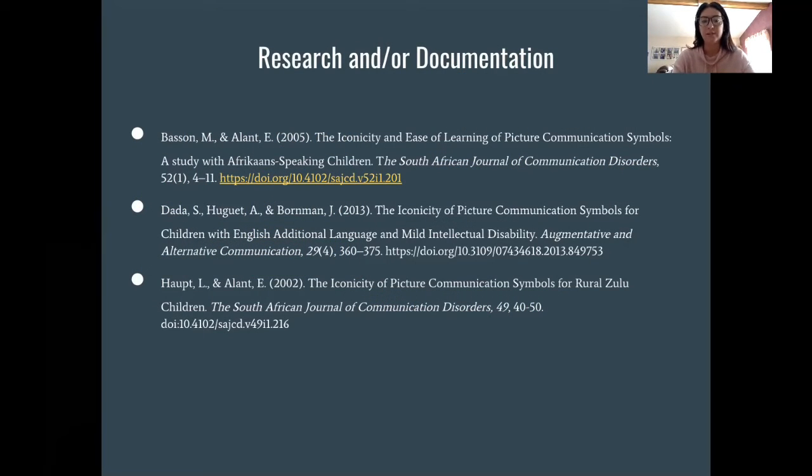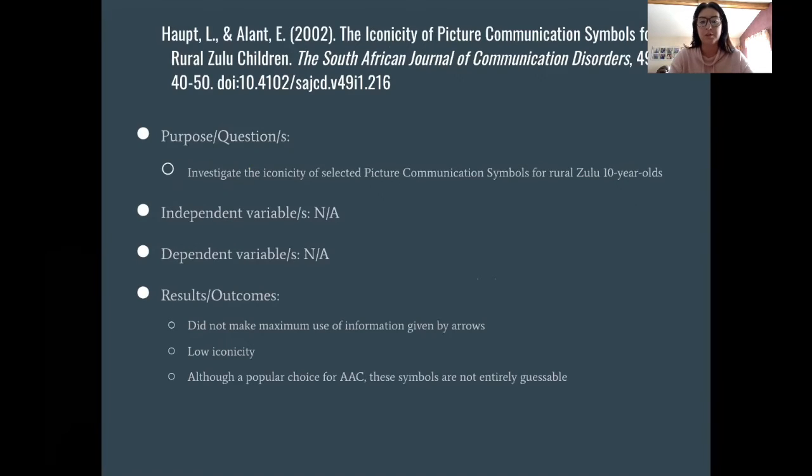We found 3 different studies looking at the iconicity of picture communication symbols. We will discuss each of these studies in detail on the following slides. The first research study was an analytic survey. The survey was conducted on rural Zulu children. The purpose of the study was to investigate the iconicity of selected picture communication symbols for rural Zulu 10-year-olds.